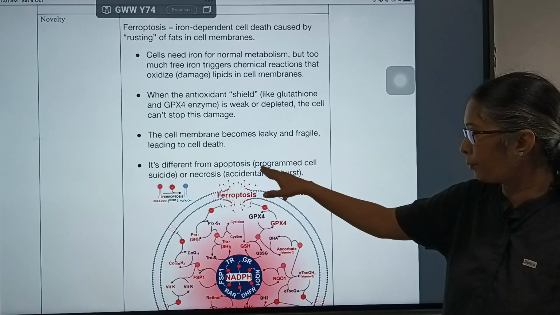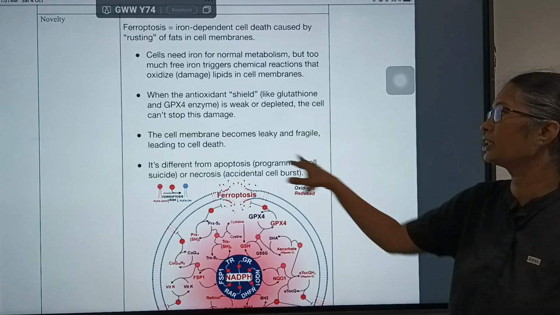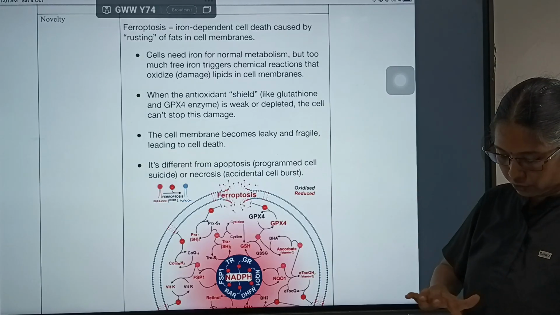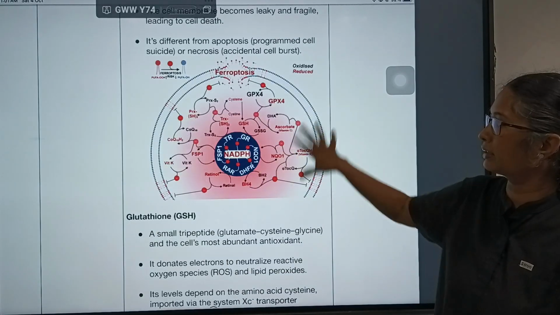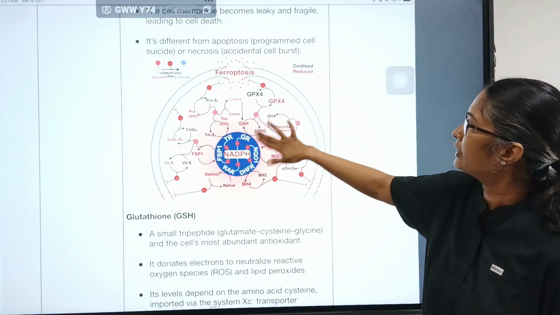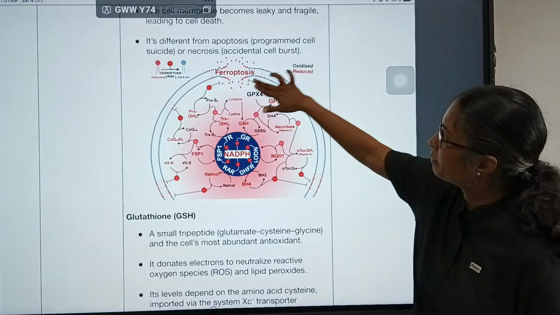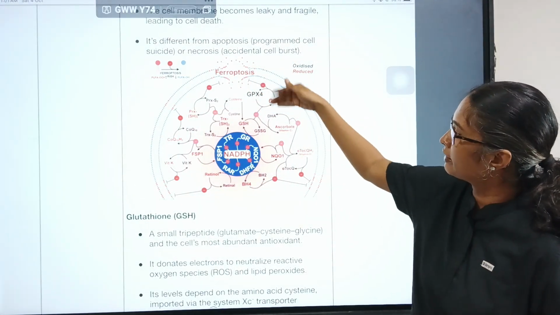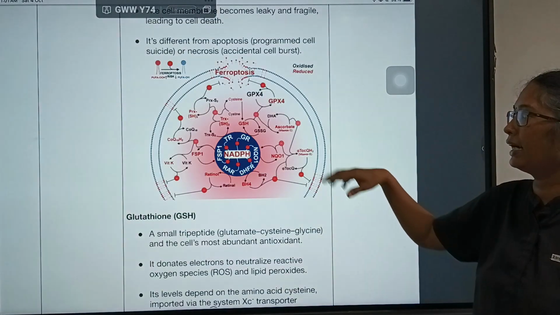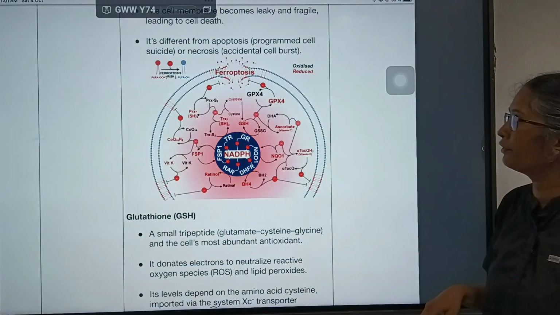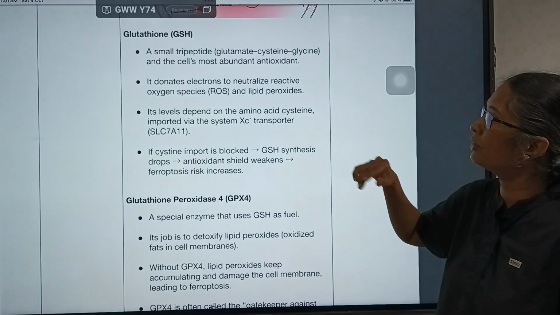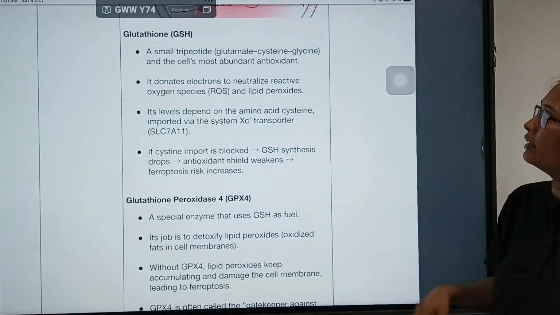It is different from apoptosis, which is programmed cell death, or necrosis, which is accidental cell burst. So this is ferroptosis. GPX4 and GSH are the antioxidants which inhibit ferroptosis. But when there is a depletion of these antioxidants, the cell accumulates a lot of free radicals, and then it undergoes ferroptosis. And regarding GSH, glutathione is a small tripeptide.